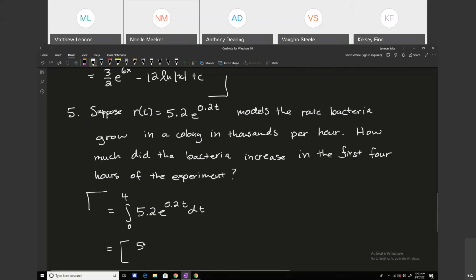And again, this is a pretty easy integration. You just take the 5.2, divide that by 0.2, and then again, we're multiplying by e to the 0.2t, and we're going from 0 to 4. This is a definite integral, so we don't have to worry about any plus c's or anything like that. 5.2 divided by 0.2 simplifies as well, so that simplifies to 26 e to the 0.2t from 0 to 4.